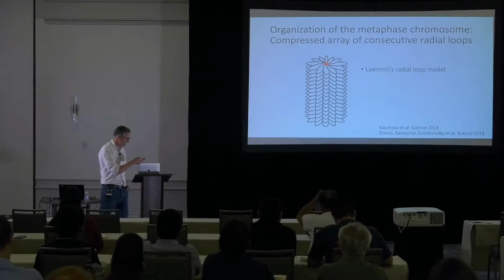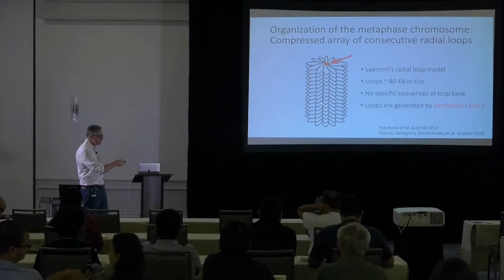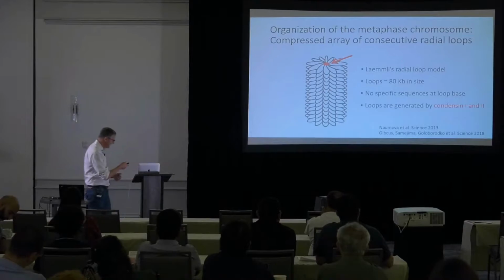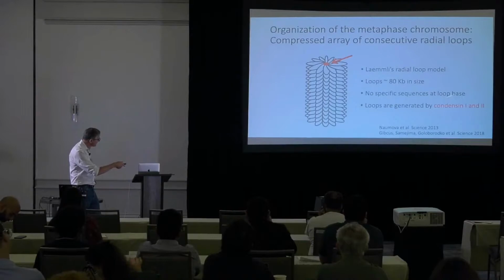We think the loops are about 80 kb in size, which is consistent with what had been seen in the electron microscope. These loops, and this is a key point, are not positioned at any specific sequences, like in interphase when you have loops between specific sequences. That's not happening in mitosis. These loops can be anywhere, and that's why the population average Hi-C maps don't give you any features. These loops are made not by cohesin, but by these other two loop extruders.